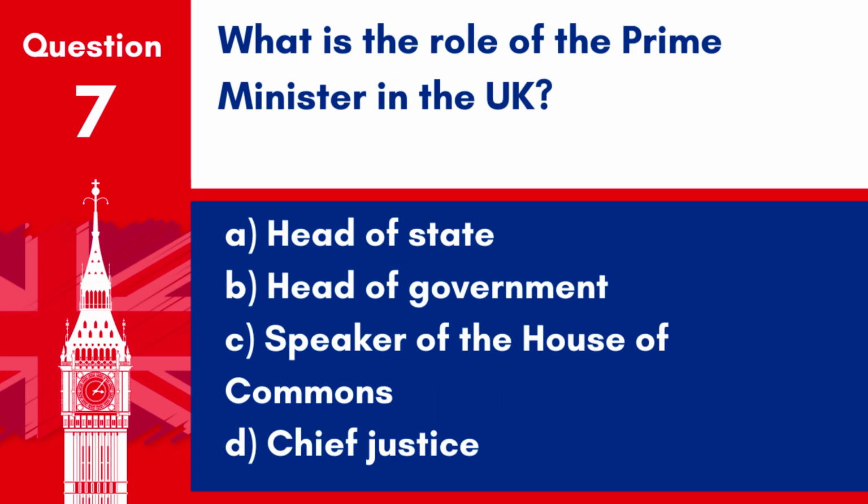Question 7. What is the role of the Prime Minister in the UK? A. Head of State. B. Head of Government. C. Speaker of the House of Commons. D. Chief Justice. Answer: B. Head of Government. The Prime Minister is the head of government in the United Kingdom.